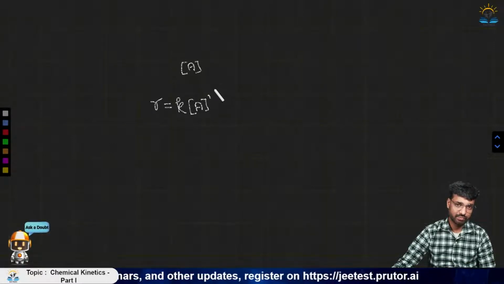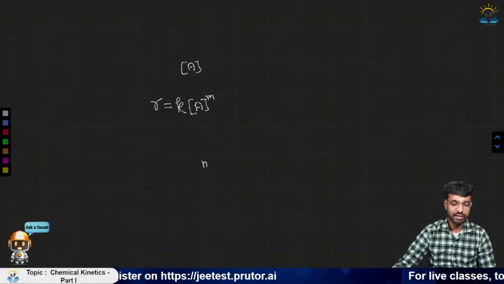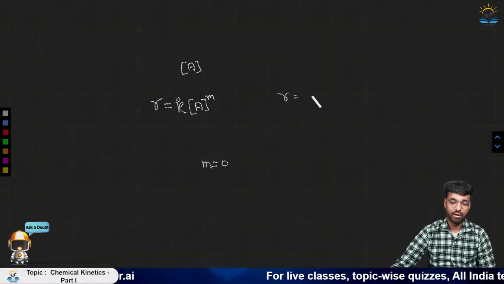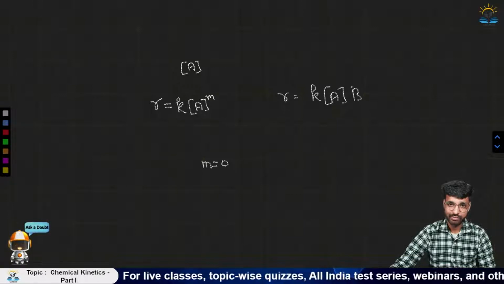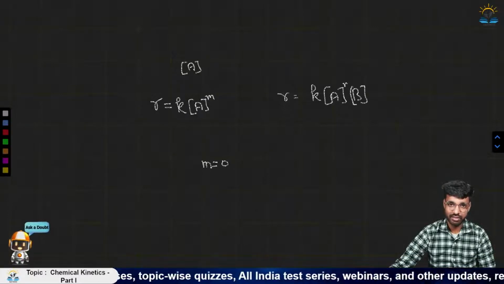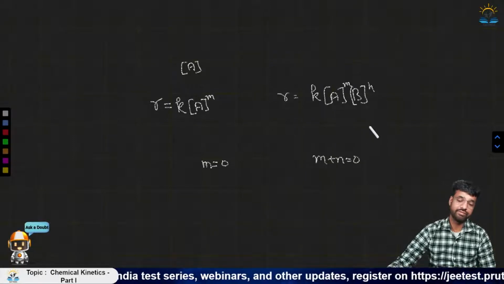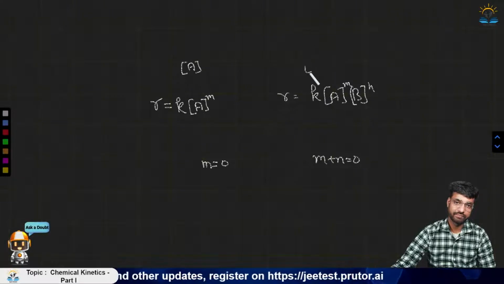and it is raised to some power, say m. So by zero order I mean that m is equal to 0. Also, if it has two reactants, that is A and B, and both are raised to some powers m and n, here also m plus n will be equal to 0 if this is a zero order reaction that is taking place between A and B.